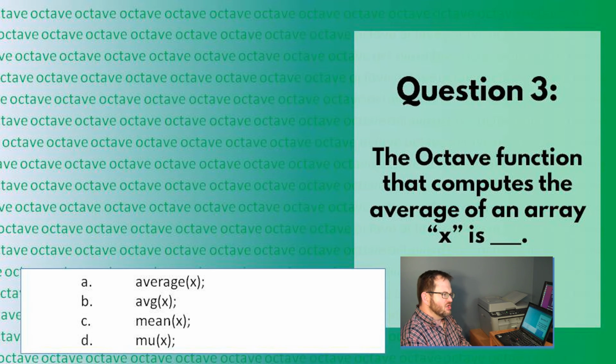Let me just ask you a quick question about it. For question 3, the Octave function that computes the average of an array called X is A, average X, B, avg X, C, mean X, or D, mu X. All right, so pick one of the choices below and get a little feedback before we move on to question 4.